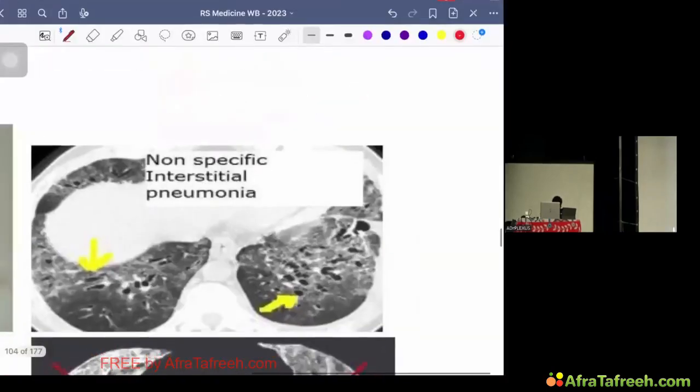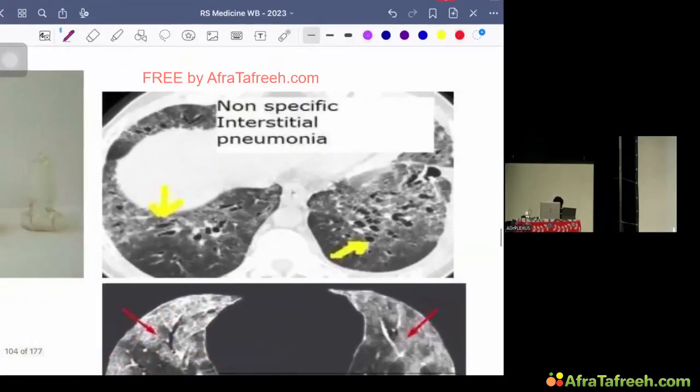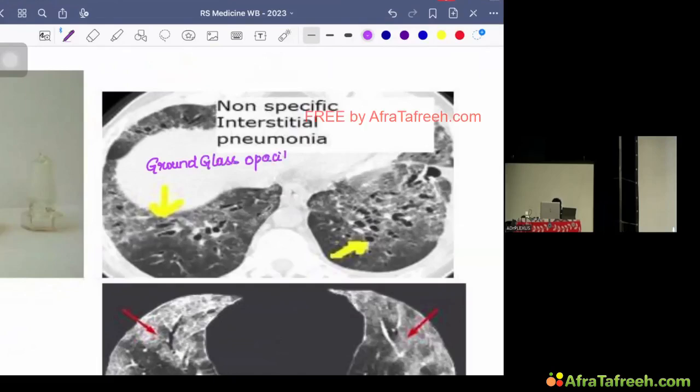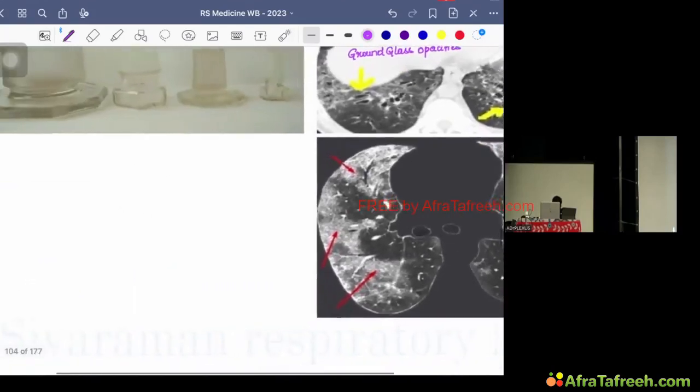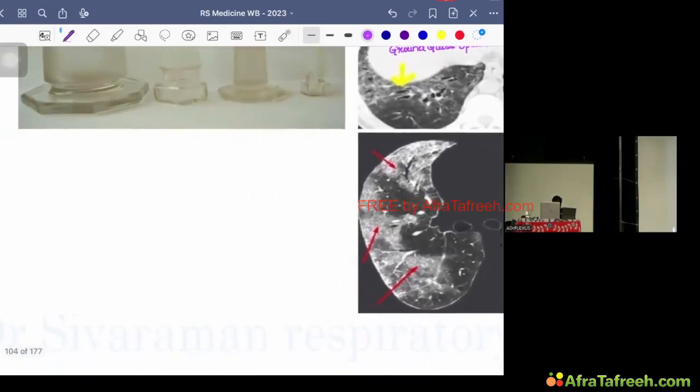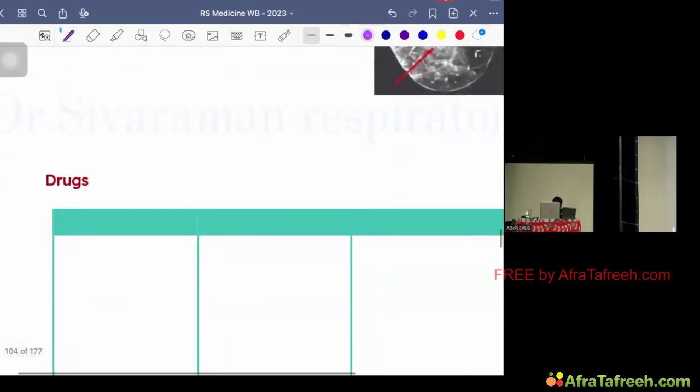So this is called ground glass opacities, and ground glass opacities are seen in non-specific interstitial pneumonia. This is the thing you are going to get more commonly in patients with non-specific interstitial pneumonia. What is the treatment? Again, it is going to be steroids.